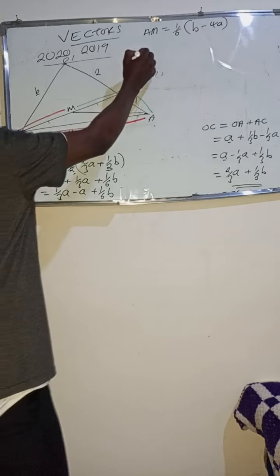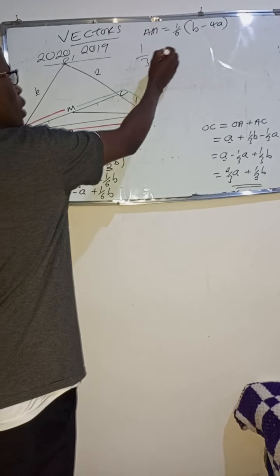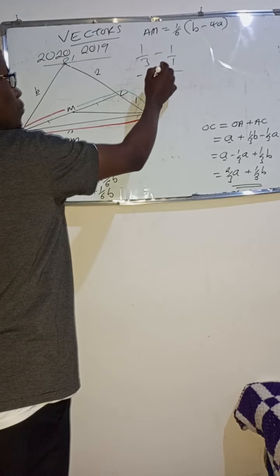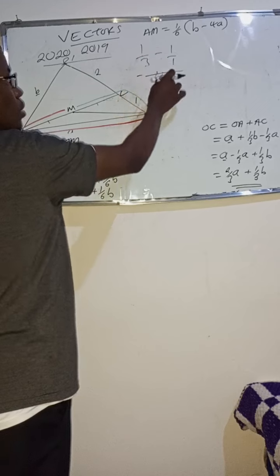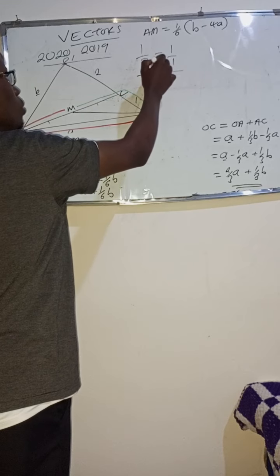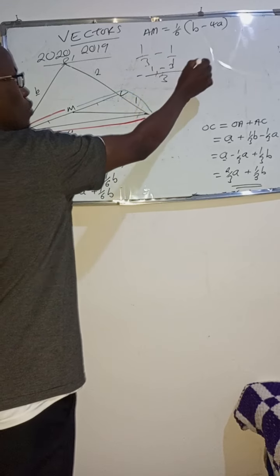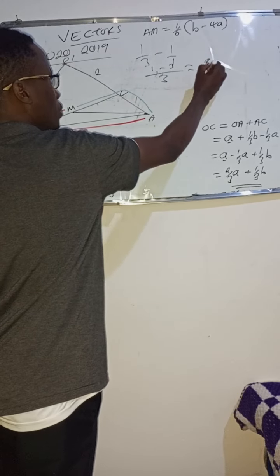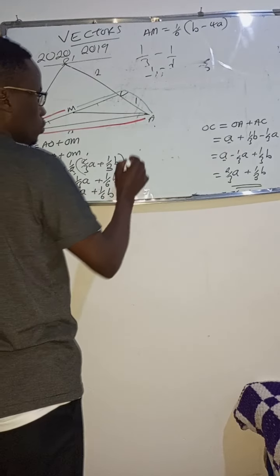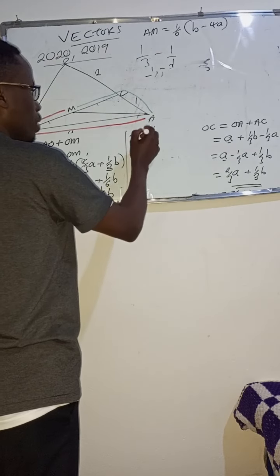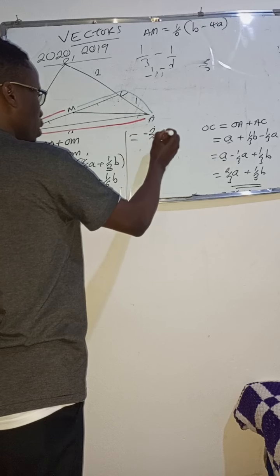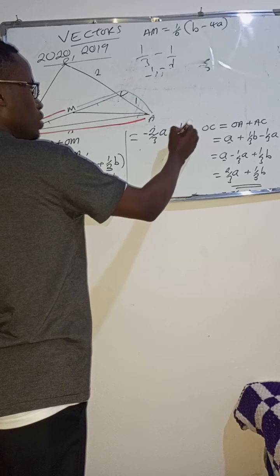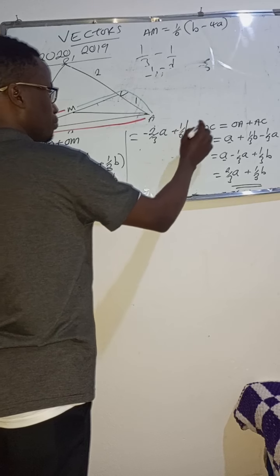Now here we have 1 over 3 minus 1, so this is going to be negative what? Negative 2/3, isn't it? We have 1 minus 3, that is going to be negative 2/3. Yeah, negative 2/3. So this is going to be equal to negative 2/3 of A, then plus 1/6 of B.